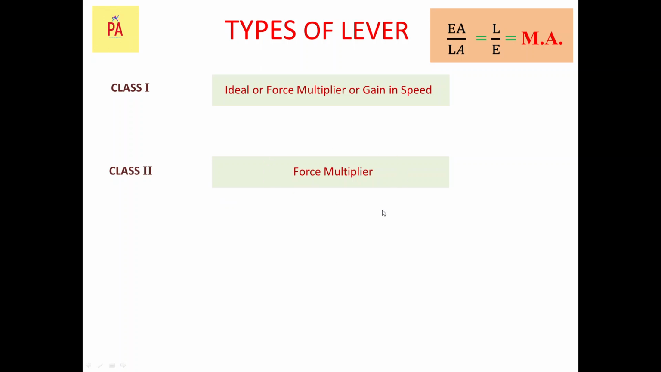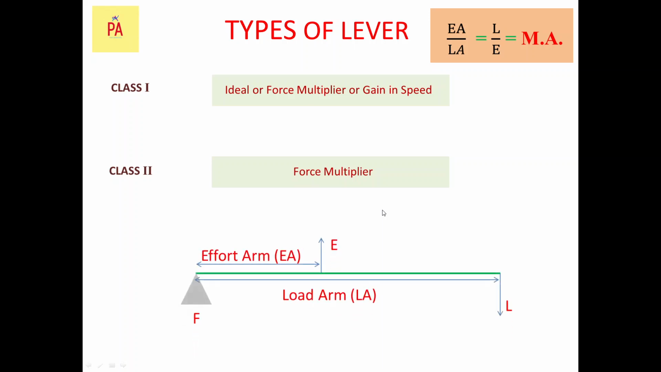So let's go to the third, the class 3 lever. In class 3 lever, what happens? The arrangement is very simple. Here the fulcrum remains the same as class 2 lever at one corner, and effort remains in between the load and the fulcrum. So the arrangement is very clear. In this case, you will find the load arm is always more than the effort arm. If you see here, this is the load arm and this is your effort arm. So it is very clear that load arm is much greater than effort arm.